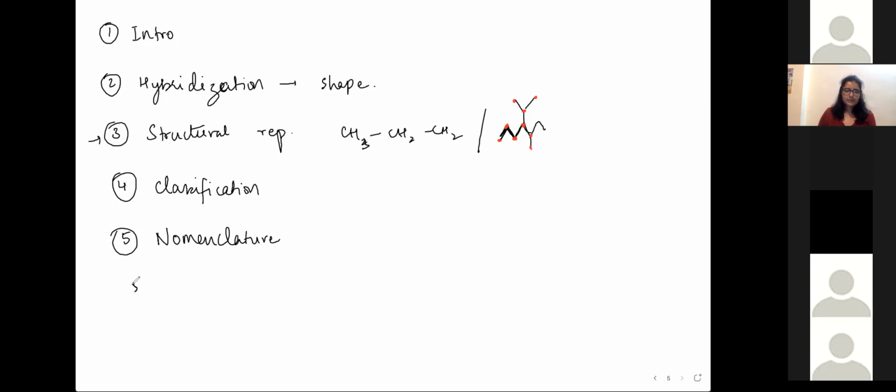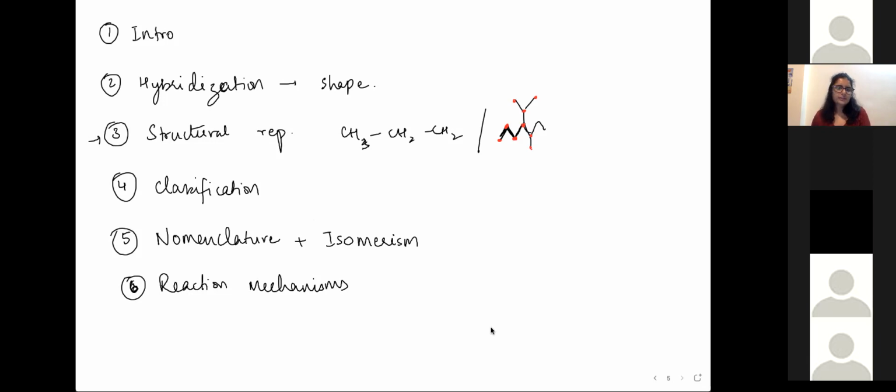So nomenclature, and after nomenclature, we will talk about reaction mechanisms. Actually, along with nomenclature, we'll also look at isomerism. They're closely related.